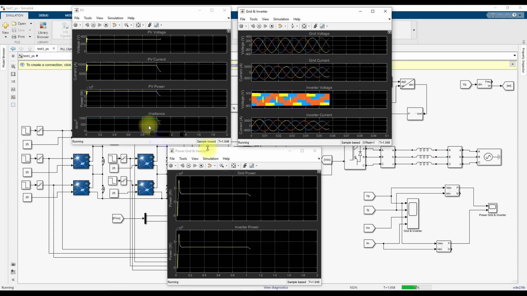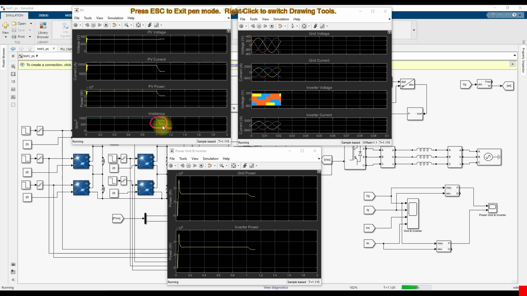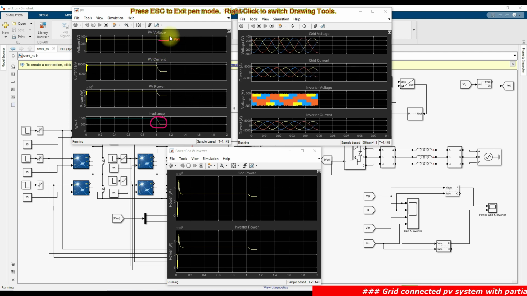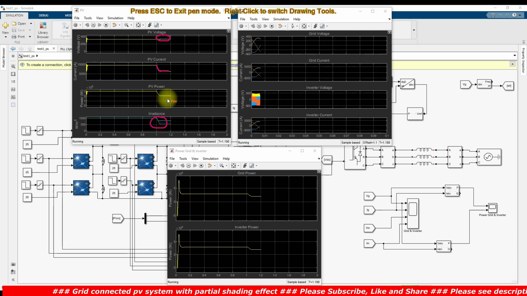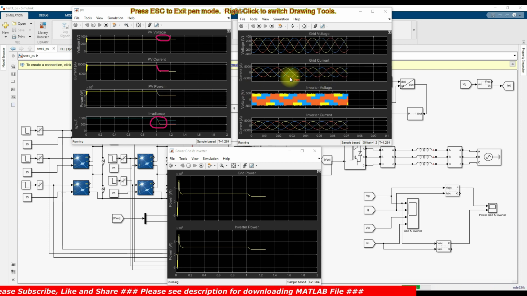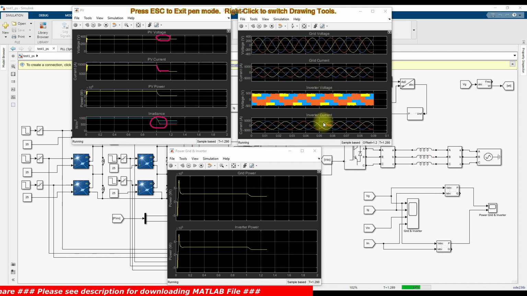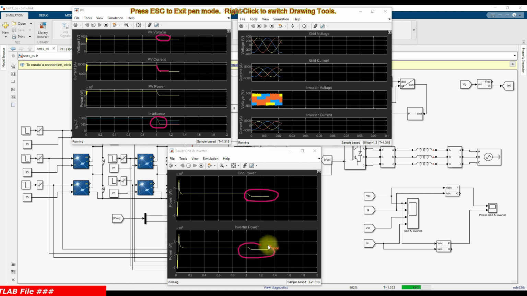Now you can see here, right? The irradiation has changed to 800, 600, 500. Because of that, there will be a small change in voltage, and the current will decrease. The power comes to 2 megawatts, right? So for different irradiation partial shading conditions, the PV is extracting the maximum power from the PV panel. Also you can see a reduction in the grid current and the inverter current, and a reduction in the grid power and the inverter power.